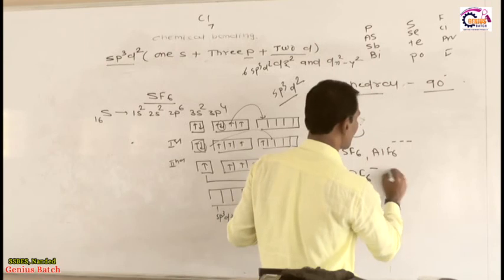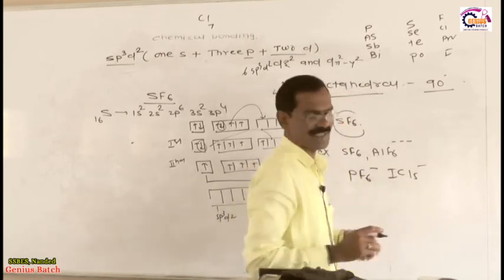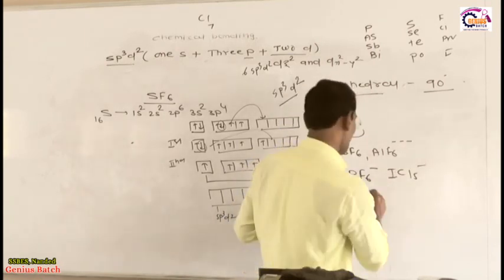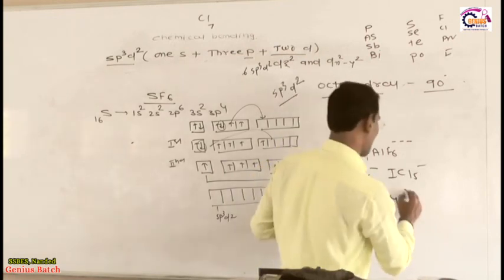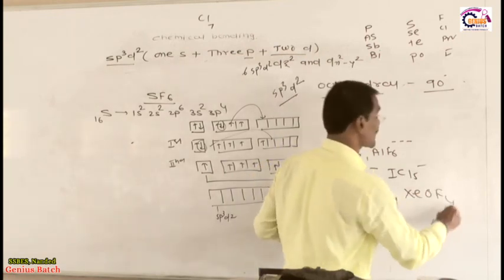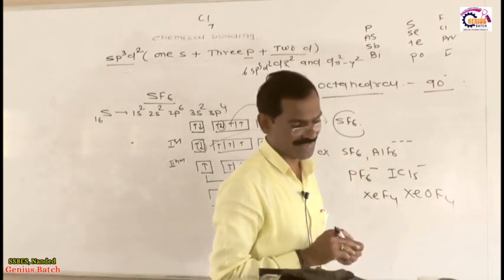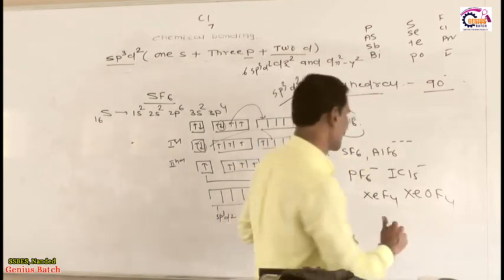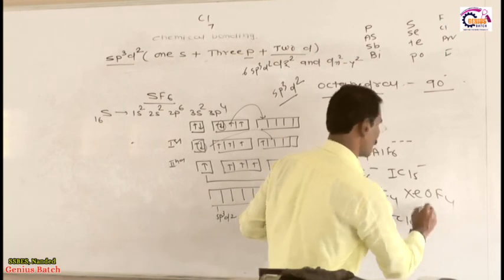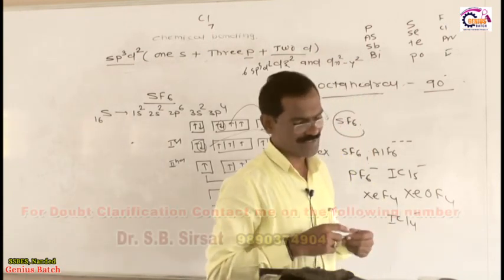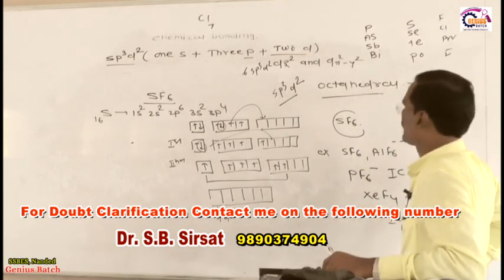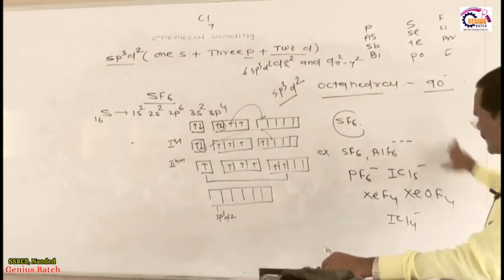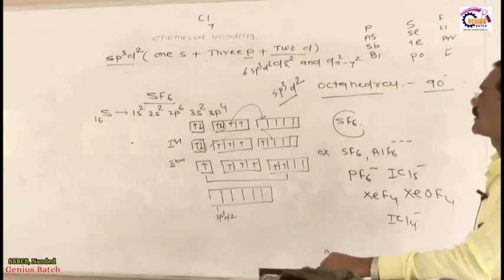After that ICl5 minus, then XeF4, then XeOF4, this is a very interesting concept, and finally ICl4 minus. Dear student, these are the very interesting phenomena related to what is called sp3d2 hybridization, and these are the examples of sp3d2 hybridization.